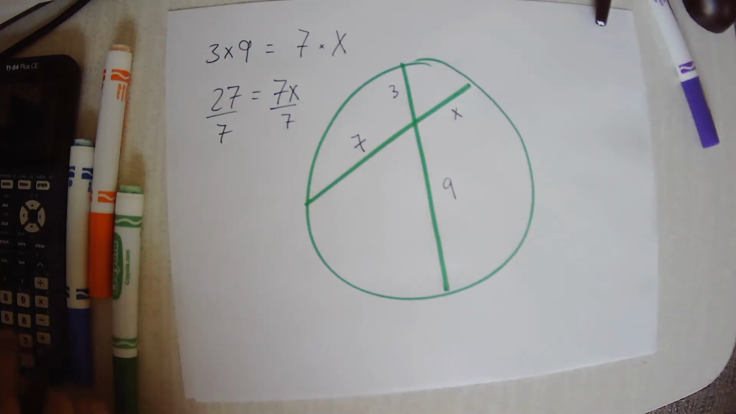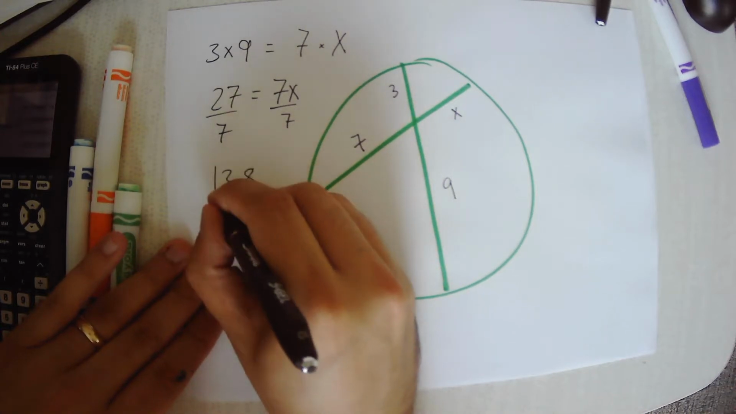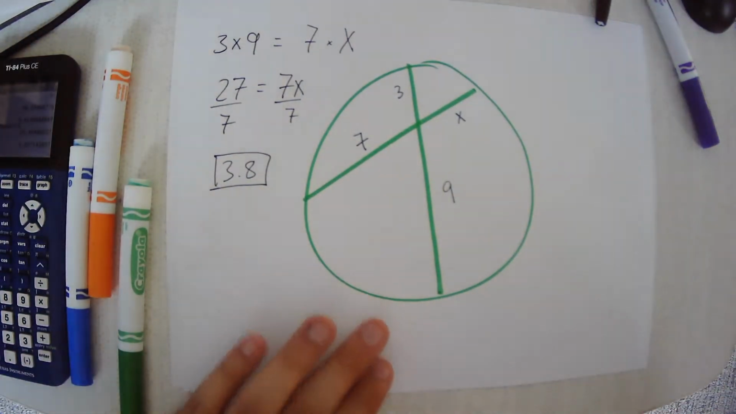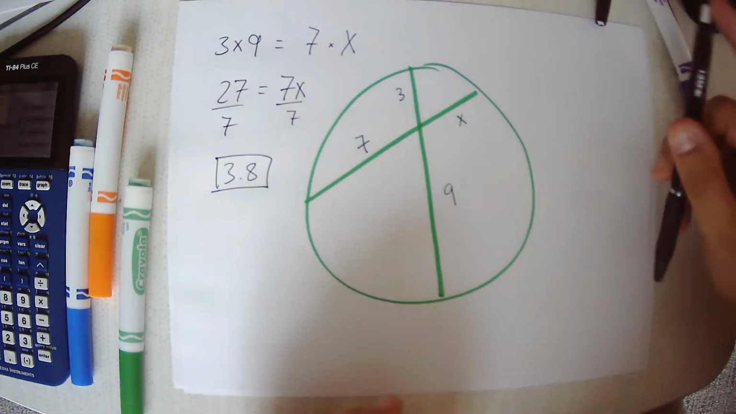That's not a whole number, but it's really close to 4. Say 3.8. So there we go. There's that idea. First, with the length, they are proportional.